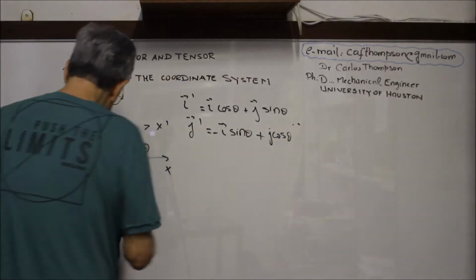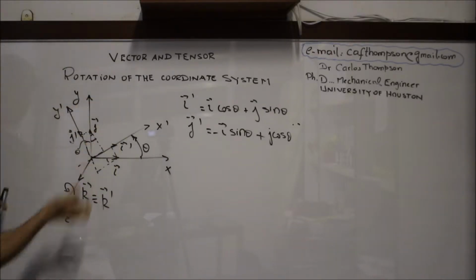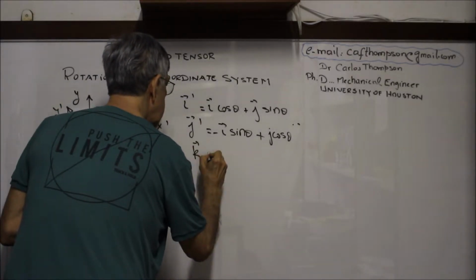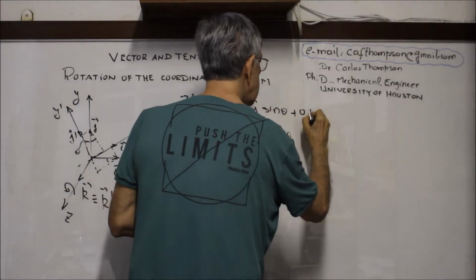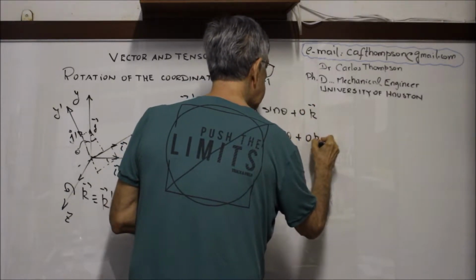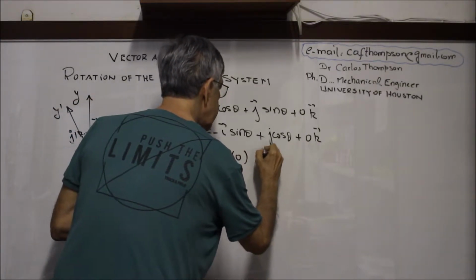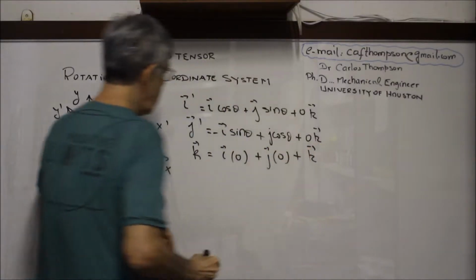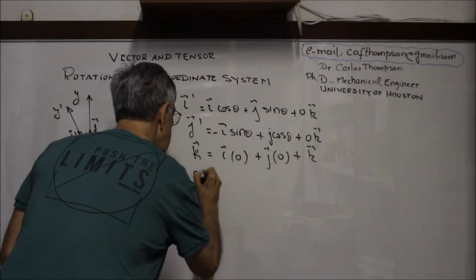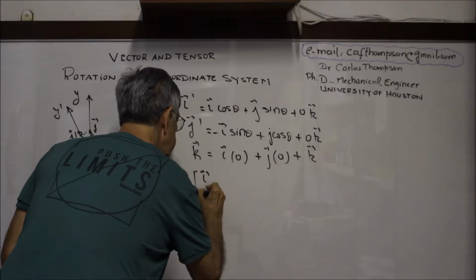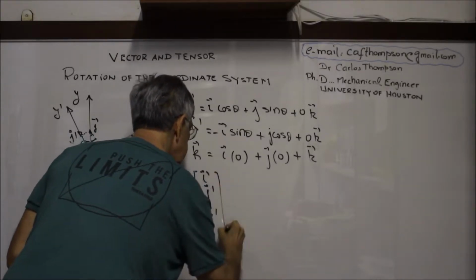Now here k coincides with k prime because we are rotating around this axis. k prime is equal to k. Here I can complete and put 0 i plus 0 j plus k. And here I can put i times 0 plus j times 0 plus k. Now we are ready to write down the matrix. So this is i prime, j prime, and k prime. This is equal.